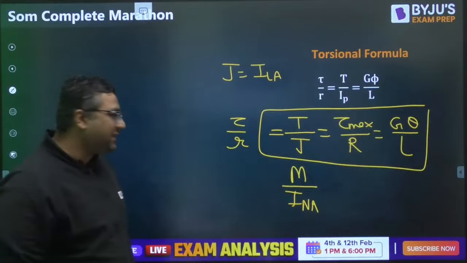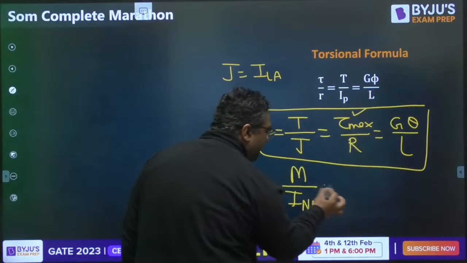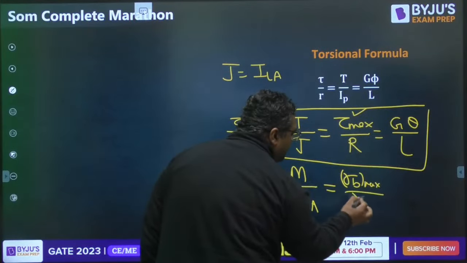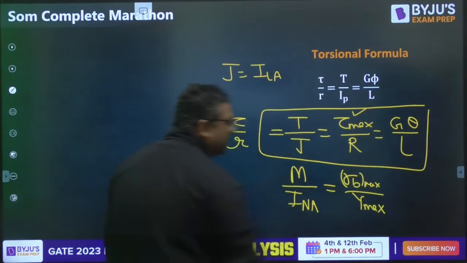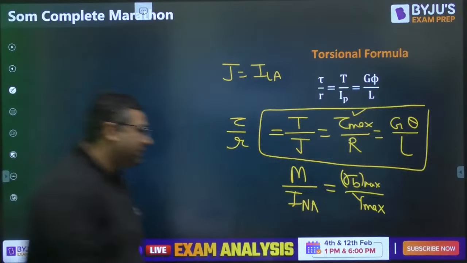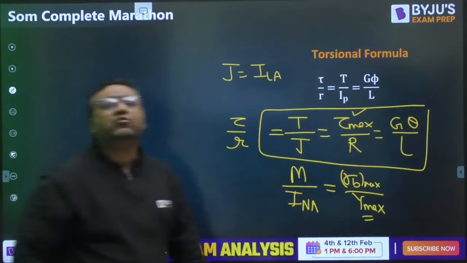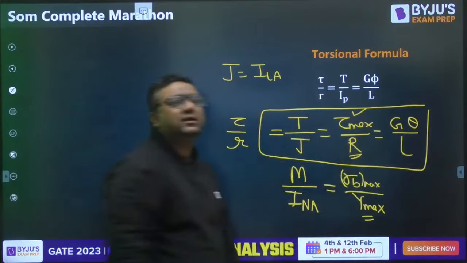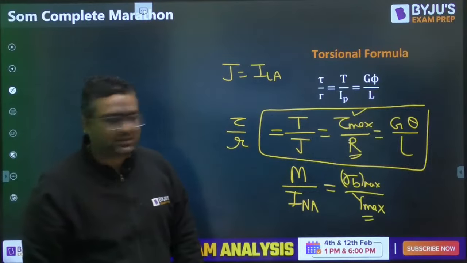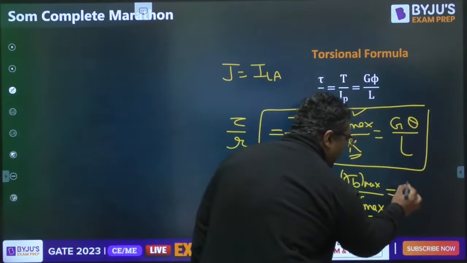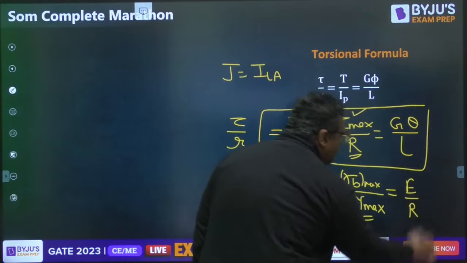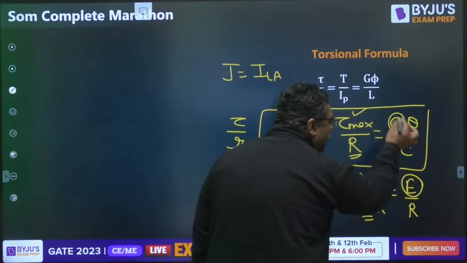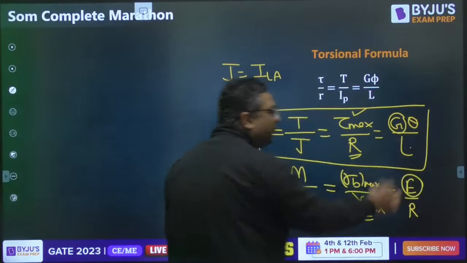So my dear, here we have maximum shear stress. Why? Because the bending couple was creating bending stresses, and shear stresses come because of the twisting couple. At maximum distance from the neutral axis, we were getting the maximum bending stresses. At maximum distance from the center, we get maximum shear stresses. And at the same time, you had E divided by R, so here we have G theta by L. In place of E, we have G. In place of 1 by R, we have theta by L.